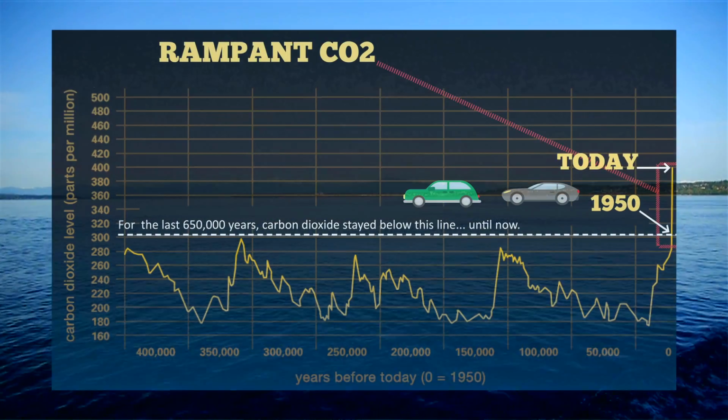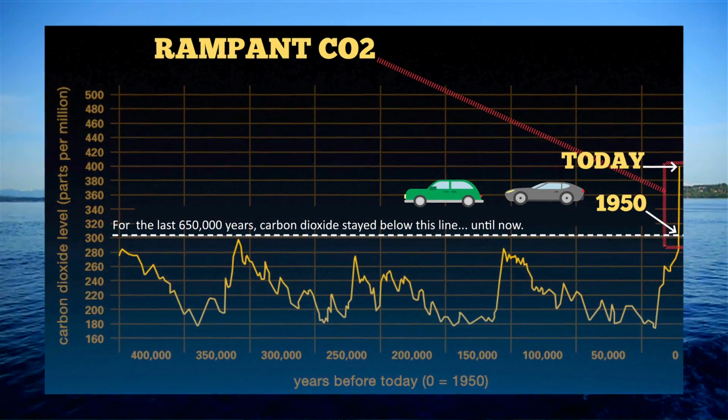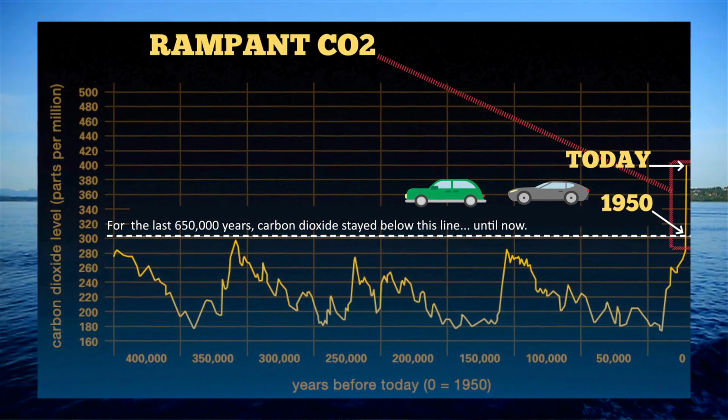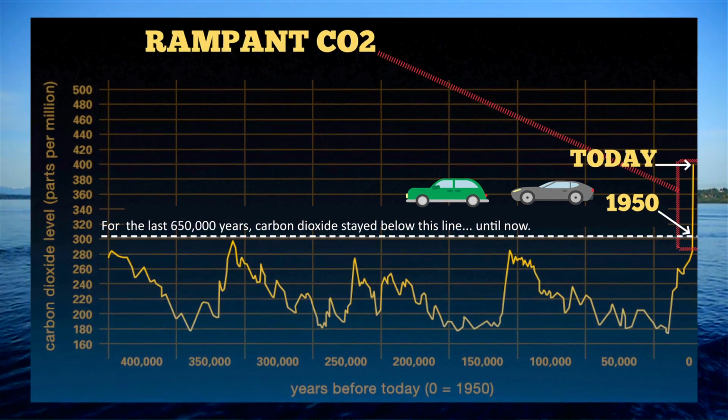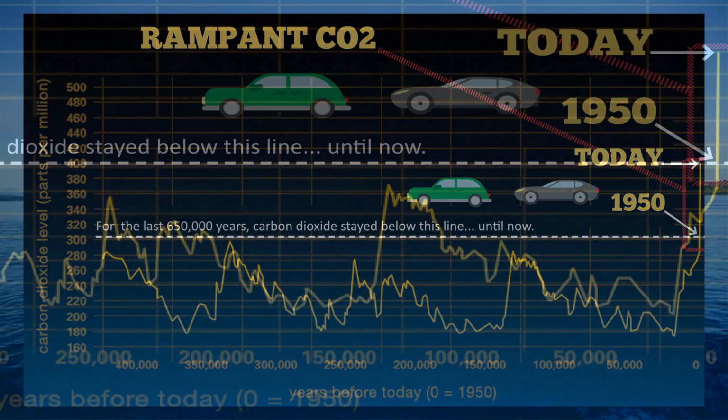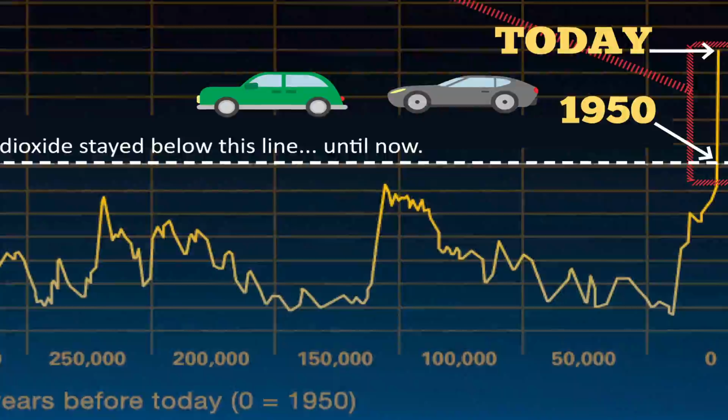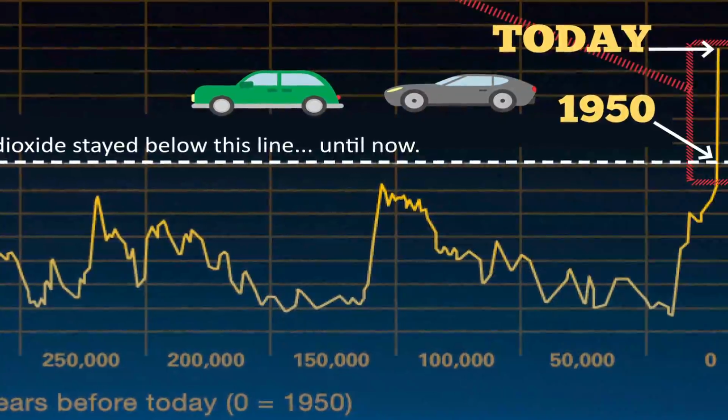Ocean acidification is caused by the oceans absorbing carbon dioxide. As the ocean absorbs carbon dioxide, ocean waters become more acidic. Now, the oceans have always absorbed carbon dioxide, but recently, the carbon dioxide in the atmosphere has reached the rampant stage. It's this rampant carbon dioxide that the oceans can no longer absorb and is affecting seawater chemistry.